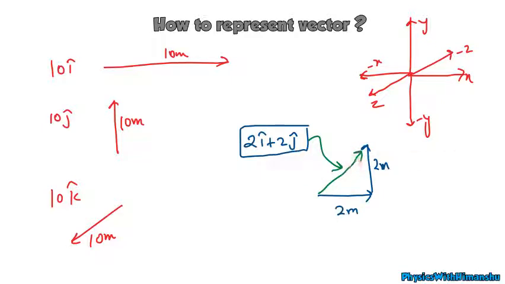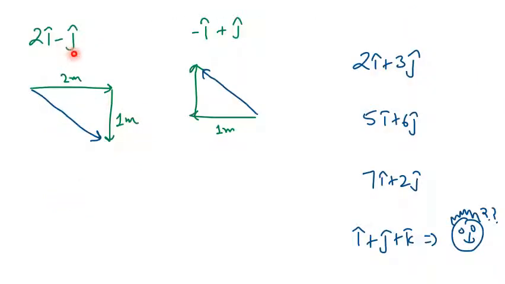We'll take some more examples. So how to represent 2 i cap minus j cap? 2 meter in positive x, then 1 meter in negative y, because of minus j cap. So this blue colored line will be our vector. Similarly, minus i cap plus j cap. Minus i cap means 1 meter in negative x, and plus j cap means 1 meter in positive y. So this is our vector quantity.